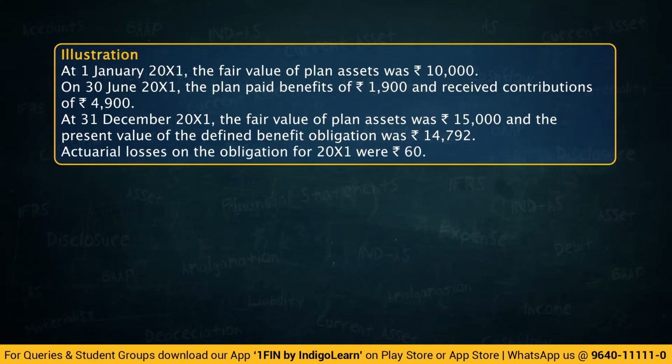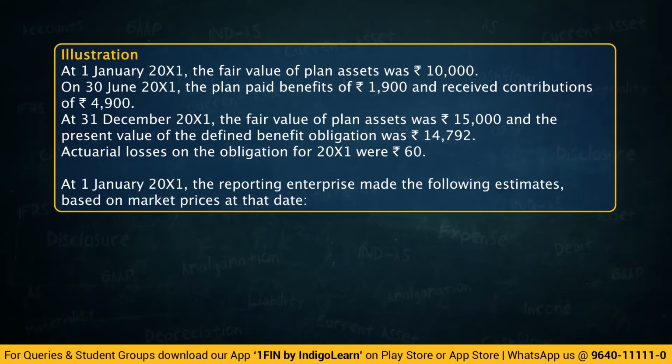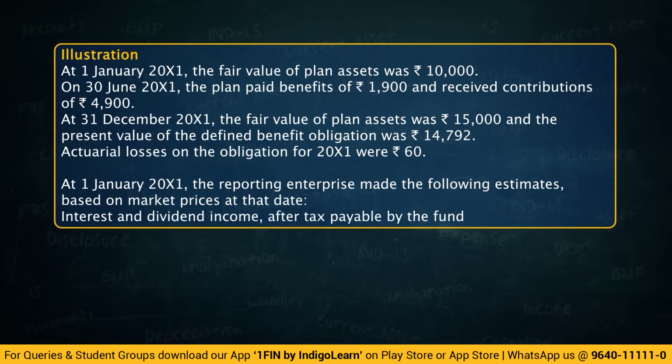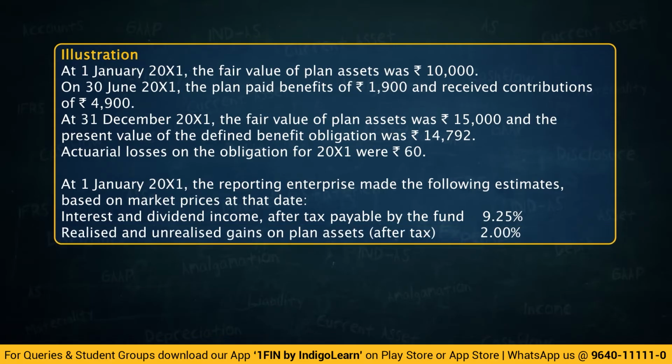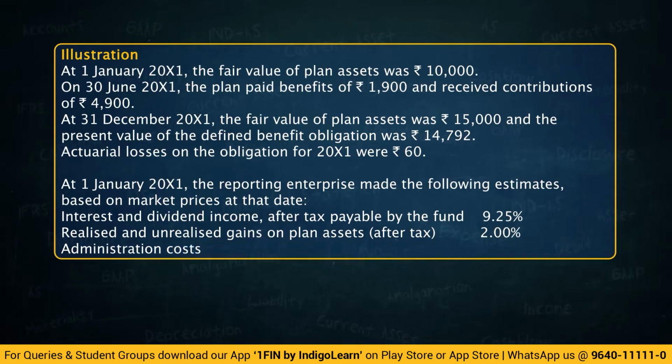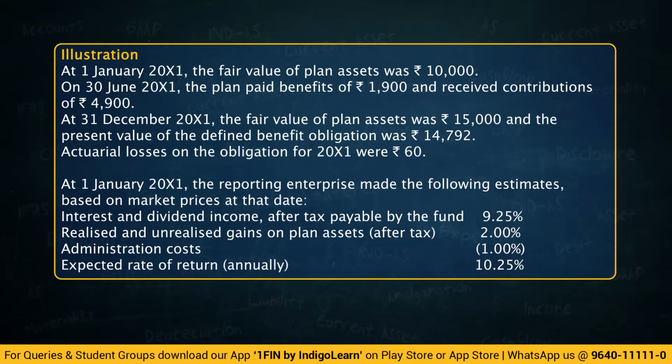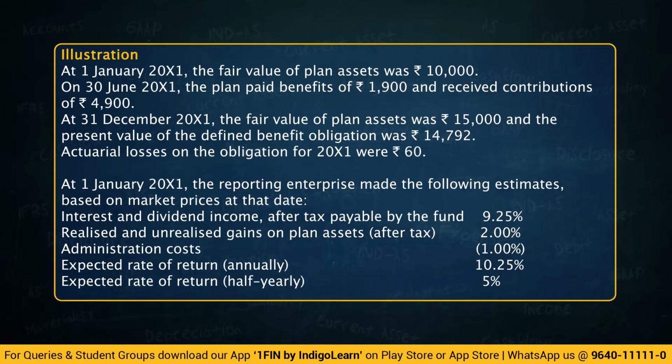Actuarial losses on the obligation for 2011 were rupees 60. At 1st January 2011, the reporting enterprise made the following estimates based on market prices on that day. Interest and dividend income after tax payable by the fund is 9.25%. Realized and unrealized gains on plan assets after tax is 2%. Then administration costs could be 1% and expected rate of return for 1 year is 10.25% and expected rate of return for 6 months is 5%.